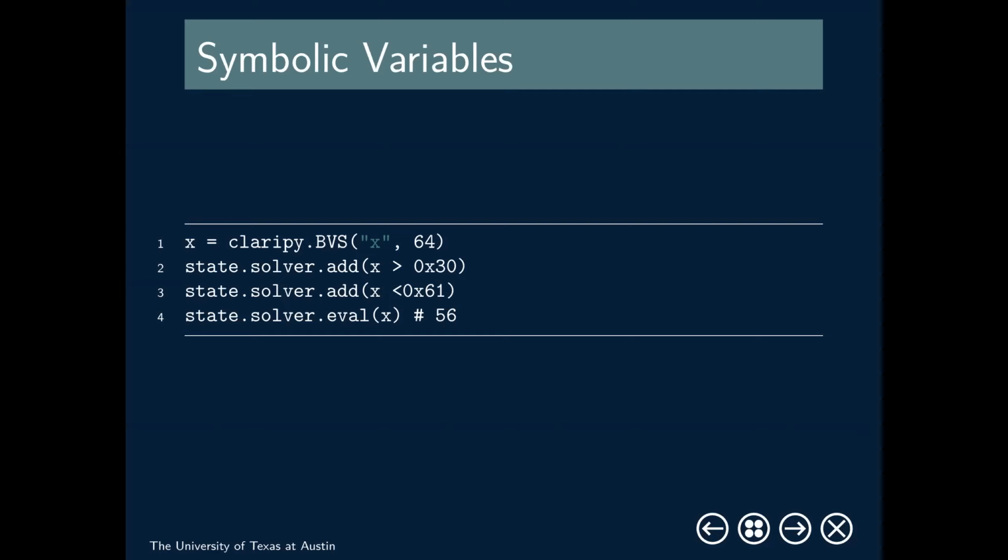And then we can do the eval function, which finds some input that satisfies all the constraints on a variable. So in this case, I ran this beforehand and it gave me 56. So 56 is between 0x30 and 0x61. It's kind of a boring example, but you can imagine that if your inequalities were crazy, then this is actually super useful.